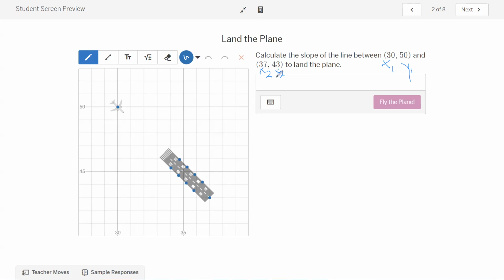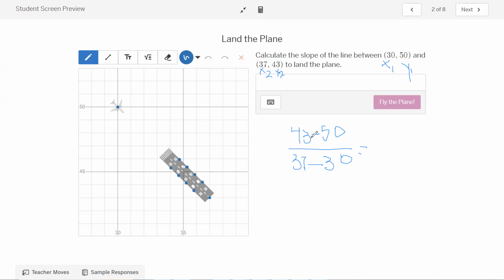Okay, the slope formula again, y2 minus y1. So 43 minus my y1, which is 50, divided by my x2, 37, minus my x1, which is 30. Again, notice 37 and 43 are the same point, so they're above each other. 30 and 50 are the same point, so they're above each other.